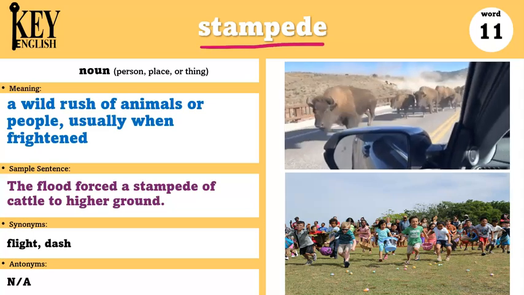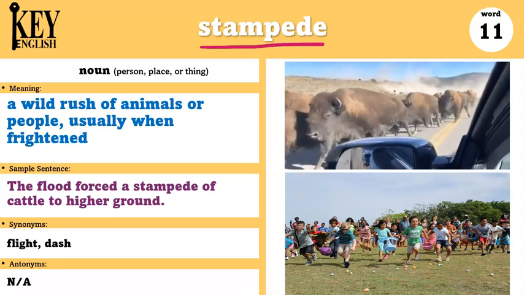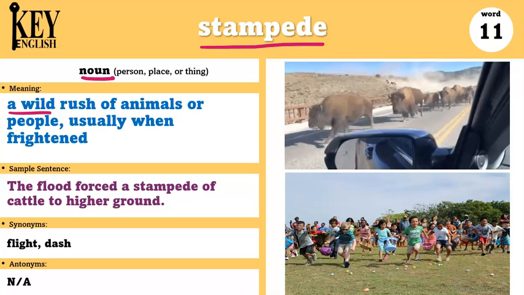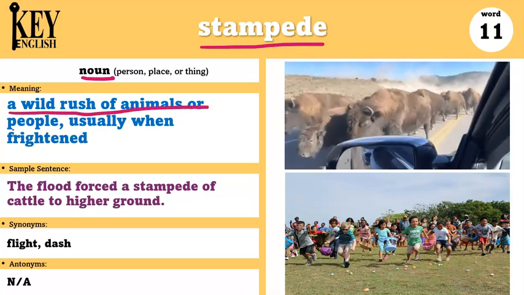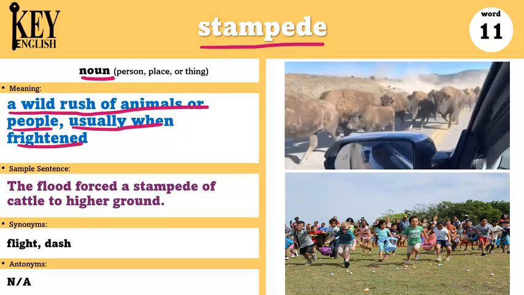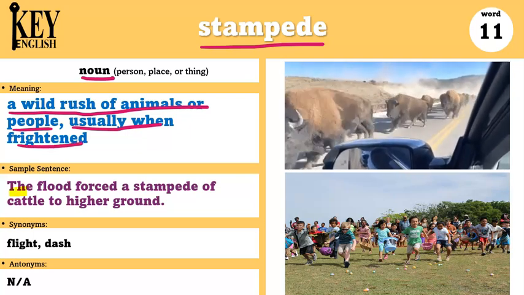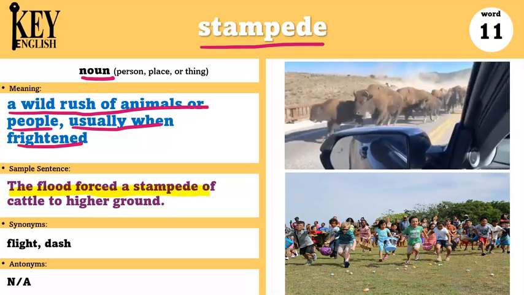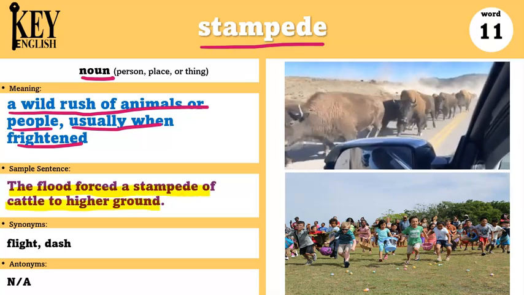Our next word is stampede. Stampede is a noun and it is a wild rush of animals or people, usually when they are frightened. For example, the flood forced a stampede of cattle to higher ground.